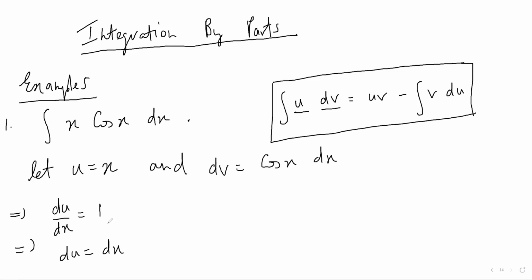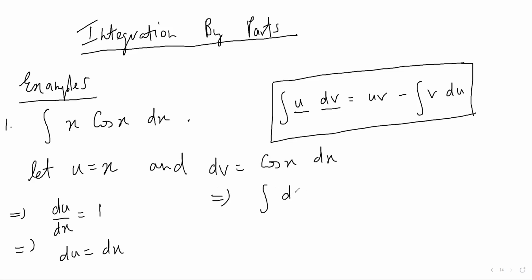So you must write du in terms of dx. After you assign u, so you say let u be equal to x, you must write du in terms of dx by differentiating u with respect to x, like we did here. And then again, you've got dv is equal to cos x dx. The next thing you do now is that you integrate both sides of this expression.